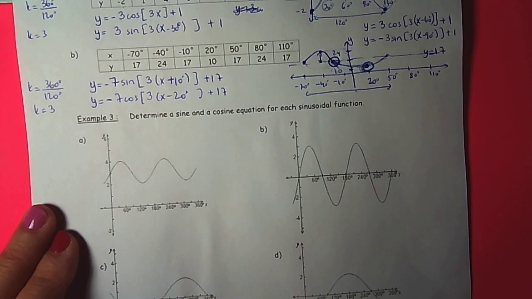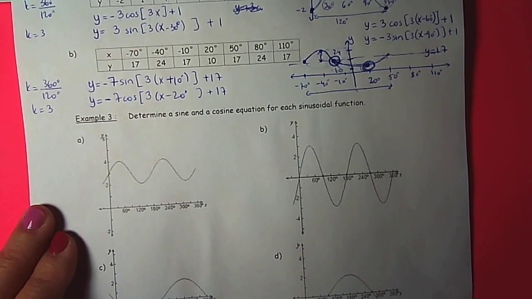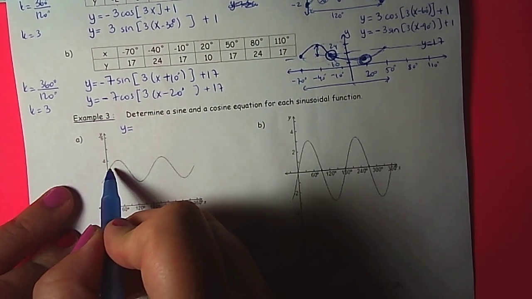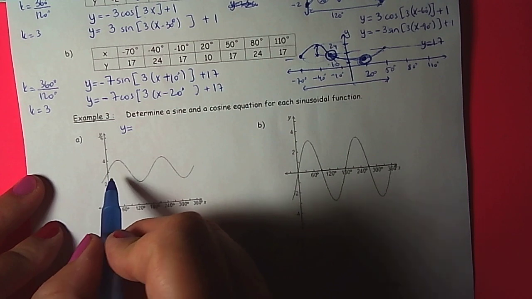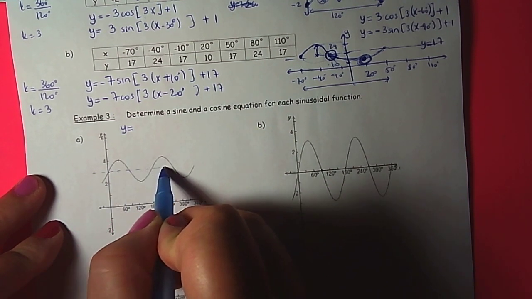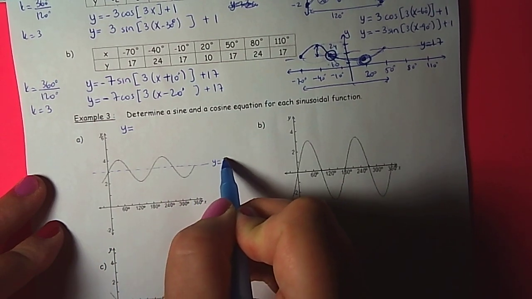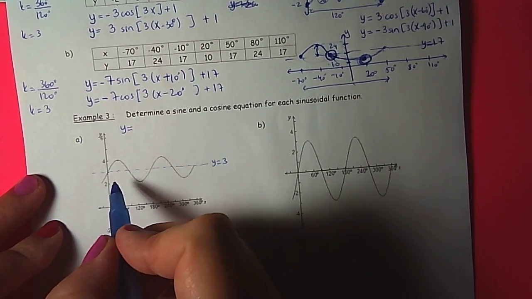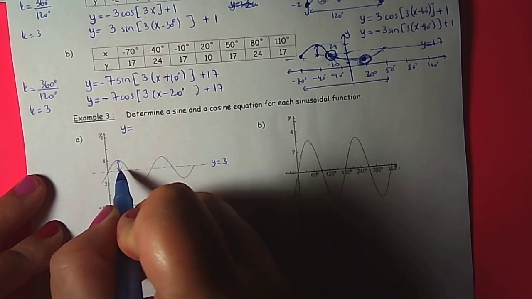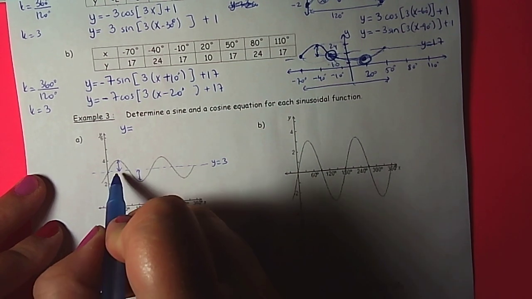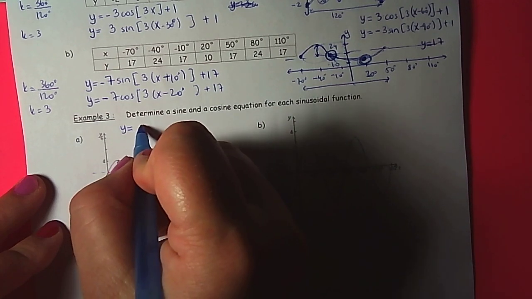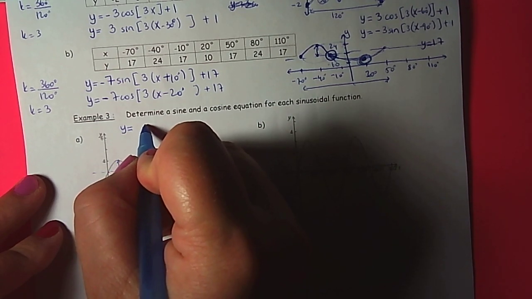Determine a sine and a cosine equation for each sinusoidal function. Okay, so again, we need to find A, K, D, and C values. So we see that maximum is 4, minimum is 2. Equation of axis, then, is y equals 3. Okay. So what is A? What is the amplitude? From the equation of axis to the maximum, or from the axis to the minimum. So from 3 to 4 is 1 unit, or from 3 to 2 it is 1 unit. So A is 1. So I don't even need to write it.